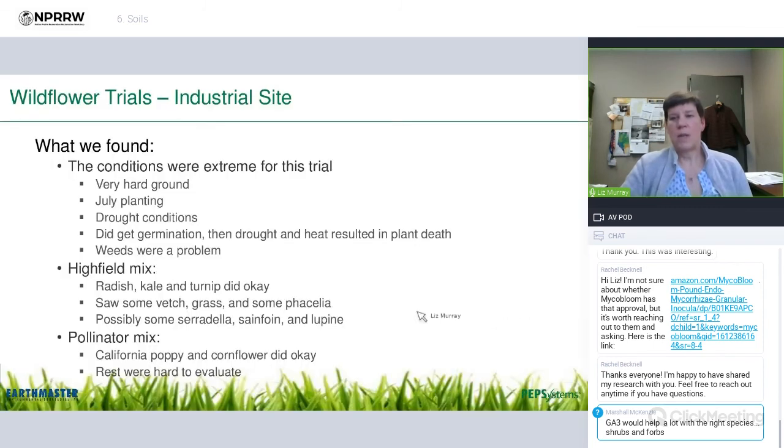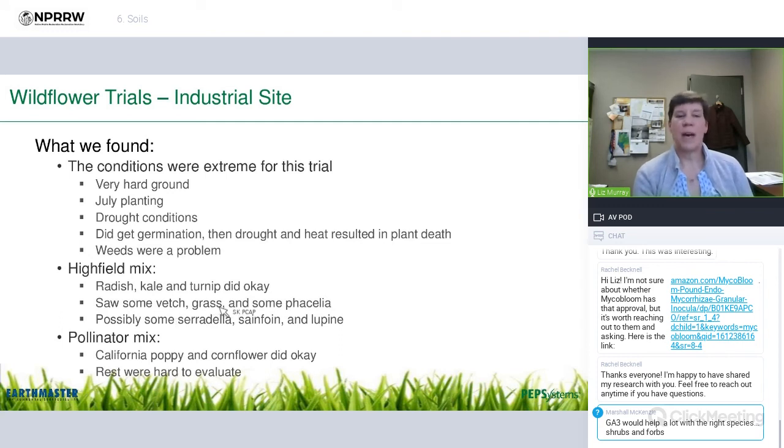And just a quick summary on what we found. The conditions were really extreme for this trial. The ground was really hard, and we planted in July. Soon after we planted, we had some pretty bad drought conditions. We did get germination and then a pretty significant drought, and then the heat resulted in plant death, which made it almost impossible to try and identify what did sprout and then die.